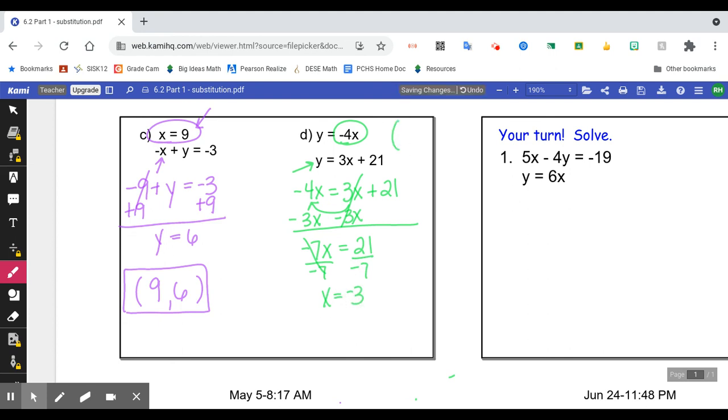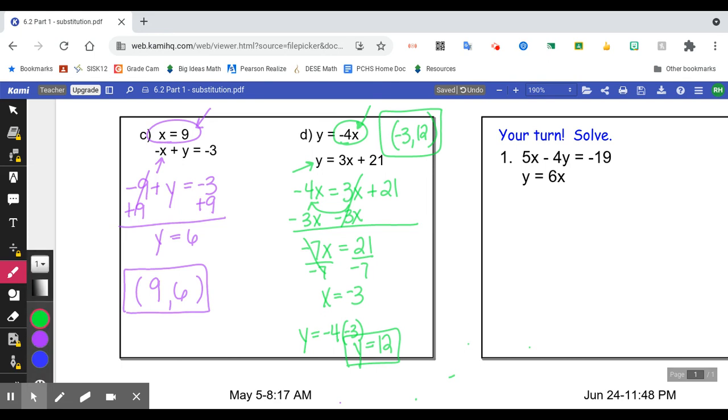Okay, so in my ordered pair, negative 3, comma, and then we're going to find the y. So x goes in for the x up here. We've got y equals negative 4 times negative 3. Negative times negative makes a positive, so y equals 12. So that's here, and there's my ordered pair. Okay, pause the video, see if you can do this last one by yourself.